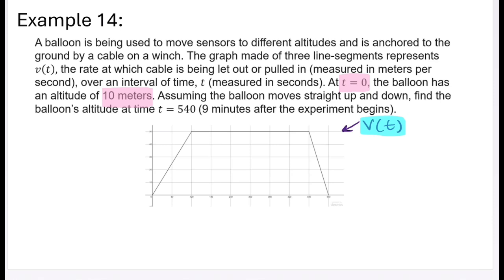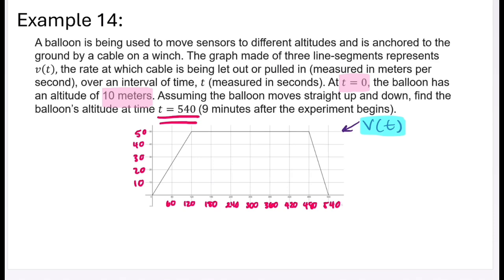Assuming the balloon moves straight up and straight down, find the balloon's altitude at time t equals 540, 9 minutes after the experiment begins. Now this graph is a little bit small, so I'm going to help you see the numbers on the graph. The y-axis is going up by 10, so this is 10, 20, 30, 40, and 50. And the x-axis is increasing by 60: 60, 120, 180, 240, 300, 360, 420, 480, and 540.